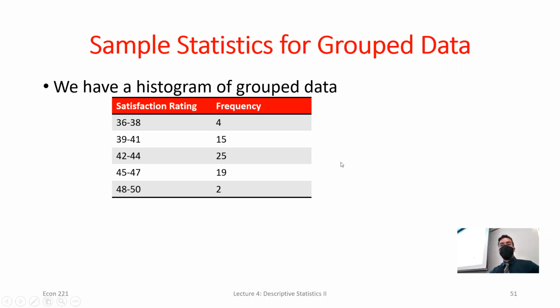So what if instead we had this data where we have a variable we're interested in? Maybe I want the mean satisfaction ranking of some product. Apparently people could rank it between 36 and 50. It doesn't really matter which one's highest or lowest for the sake of what we're going to do. But they only give me the data not as what every individual responded. They only give me the information that 4 people responded with either a 36, a 37, or 38. 15 people responded with either a 39, a 40, or a 41. 25 people responded, and so on and so forth.